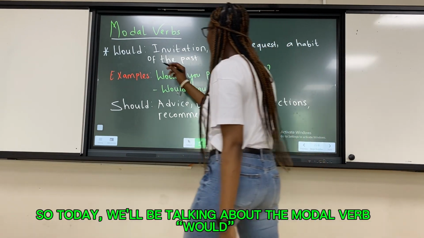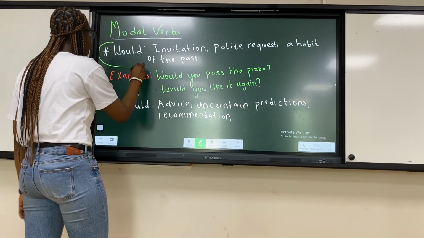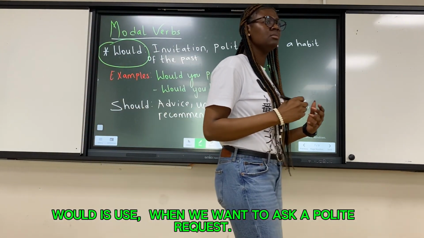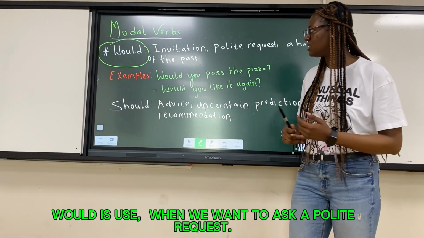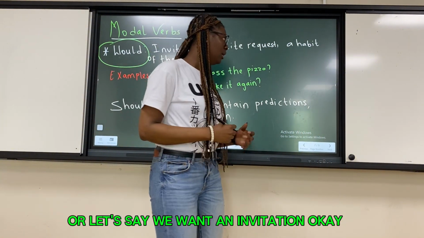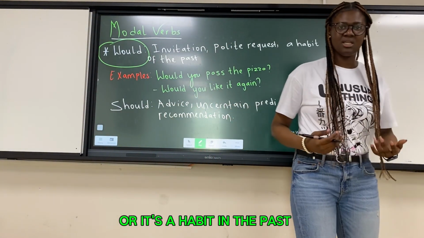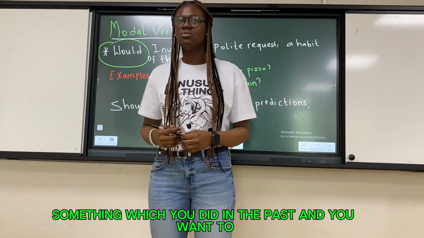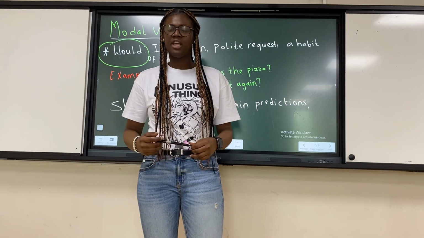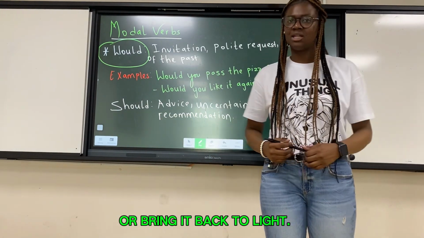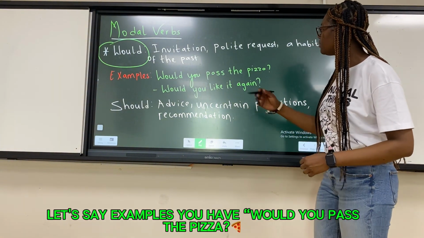So today we'll be talking about the modal verb would. Would is used when we want to ask a polite request, or an invitation, or it's a habit in the past, something which you did in the past, like a flashback, a retrospection that you want to bring back to light. Let's look at examples.